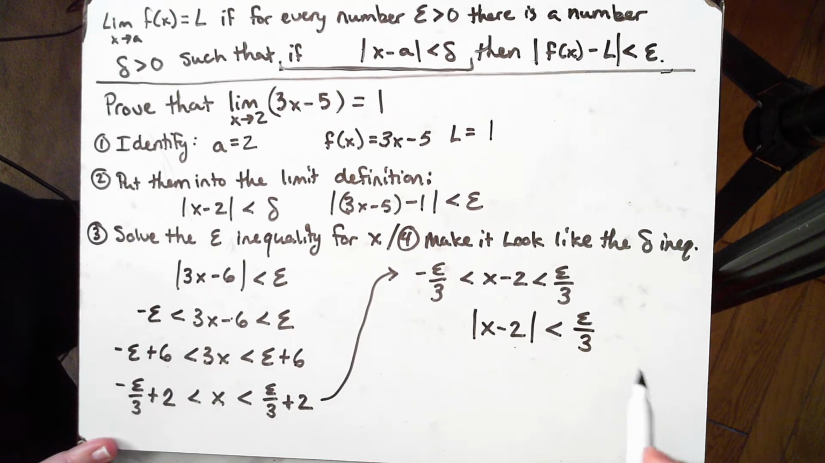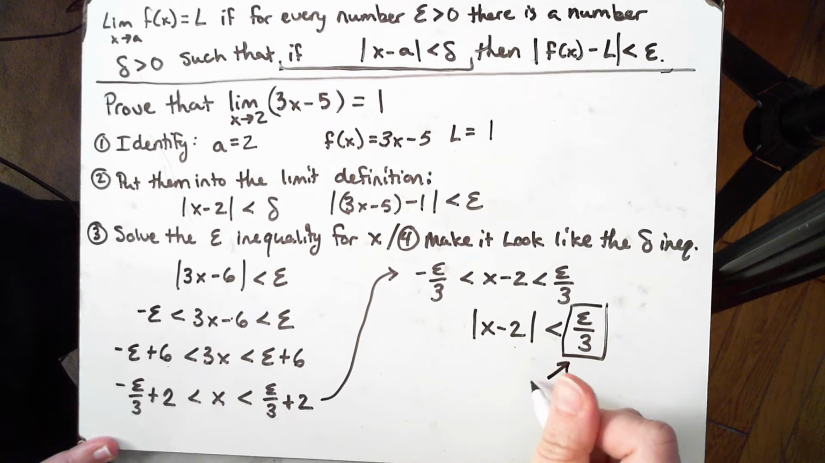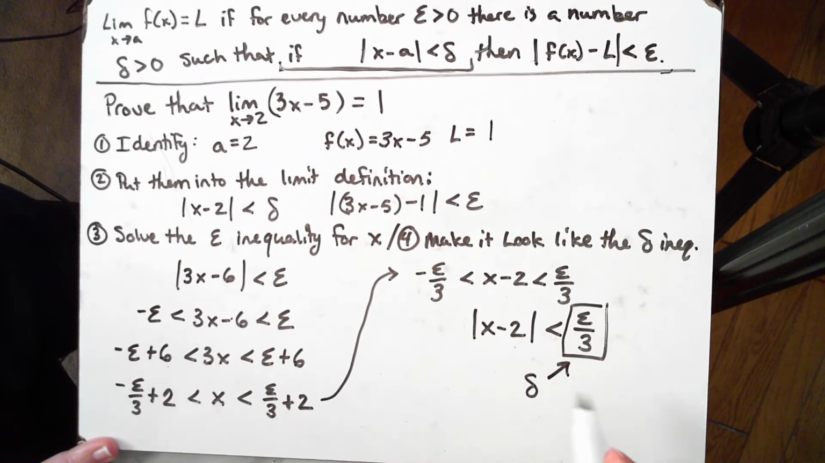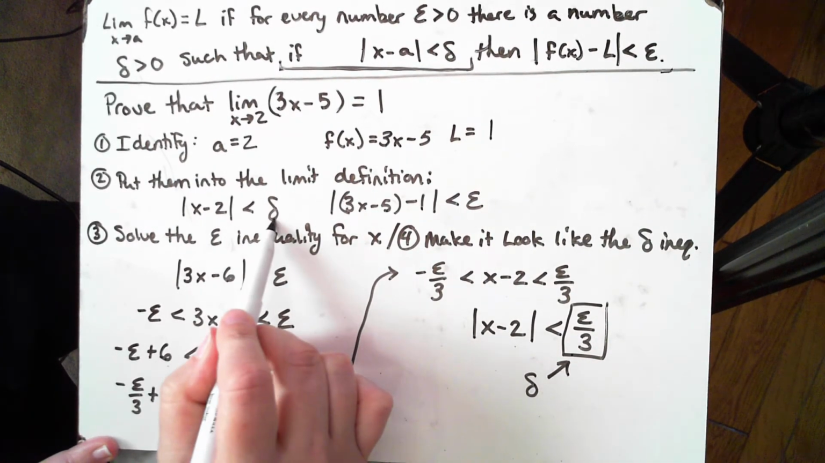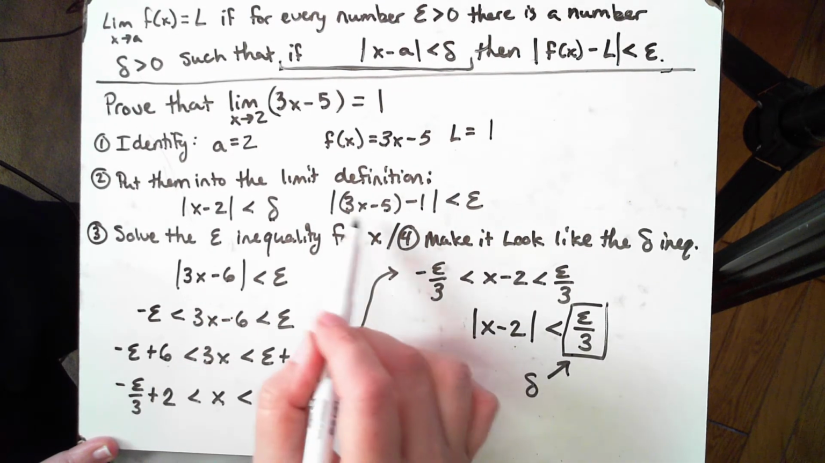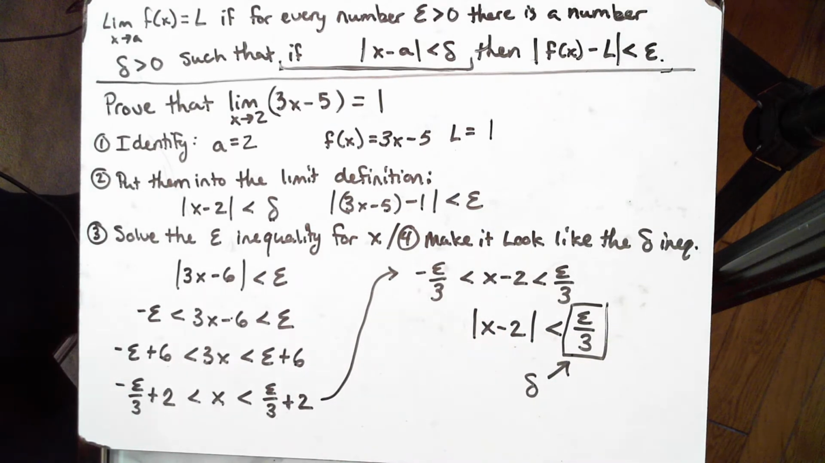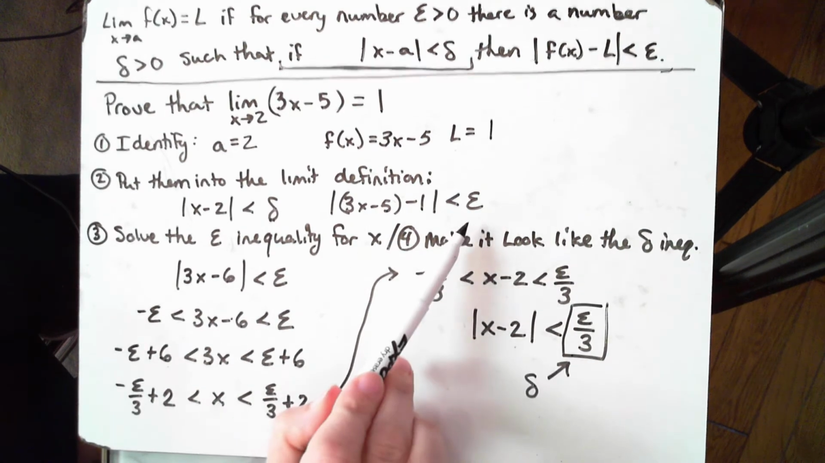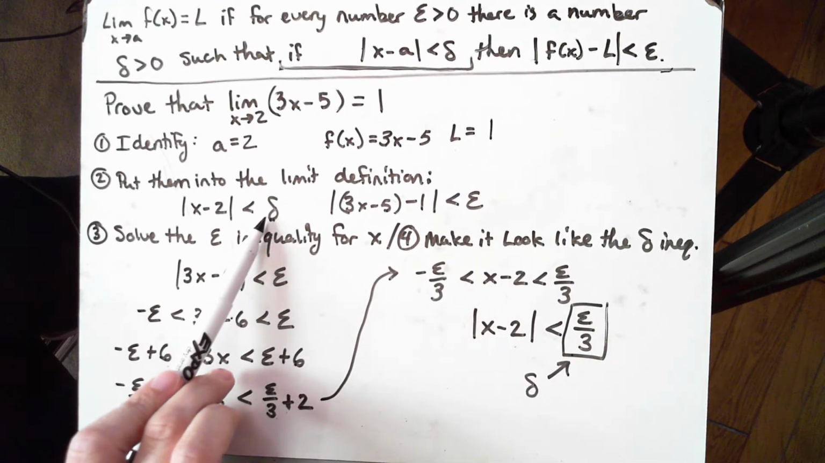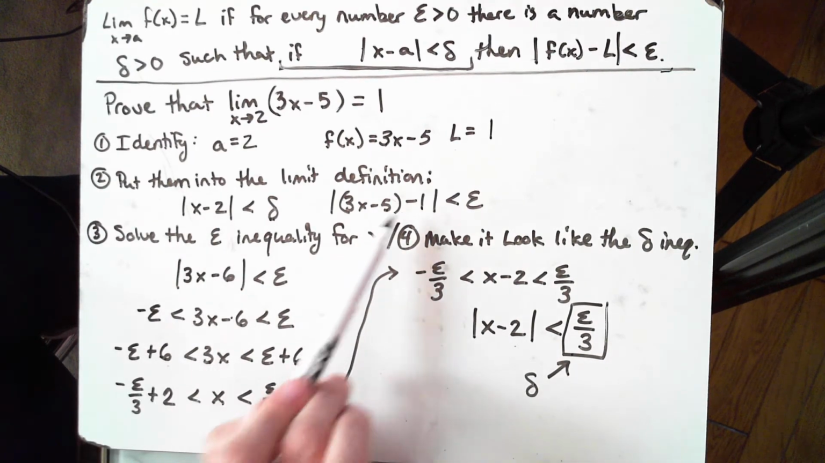So what I've done now is I've figured out what my delta value should be. This is going to be delta. If I make this epsilon over 3, then I know that this is going to be true. So I'm basically working backwards. I used what I needed to be true to figure out what delta is, and now I'm going to use that value to tell me that that's true.